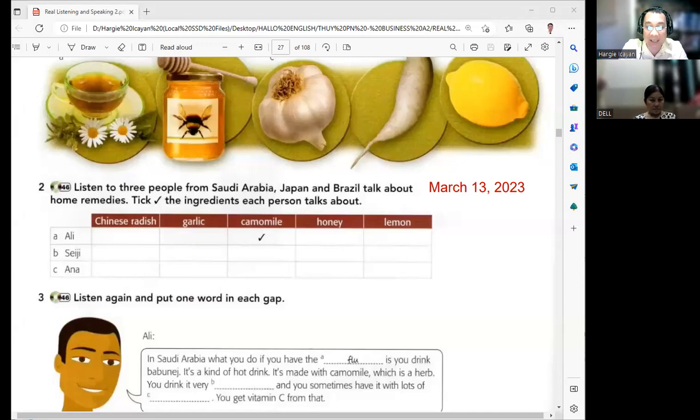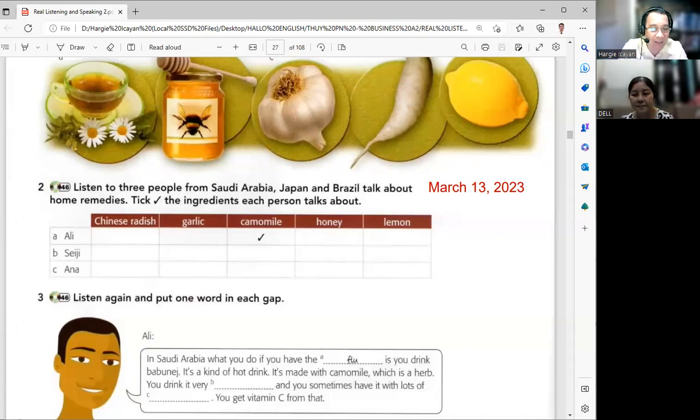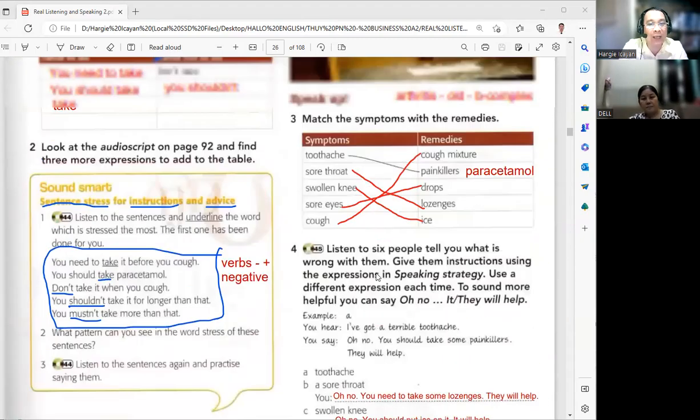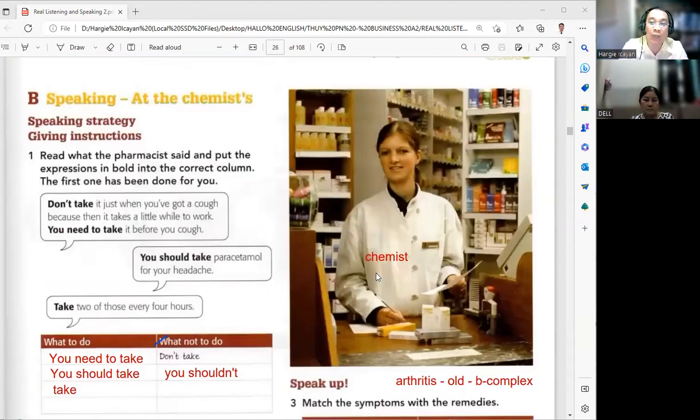Okay, I hope you can see the presentation, Toy. Can you see it? Yes, I can see. Okay, very good. So let's continue our lesson from last time. We are on Unit 6, and it's all about have you got a headache? And we already learned about how to give instructions, right? In giving instructions, what do we need to do? Just like what you did in your audio homework, you need to emphasize or do the stress on the words that you should emphasize.